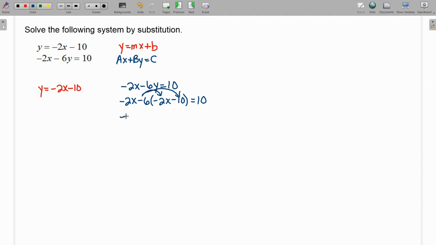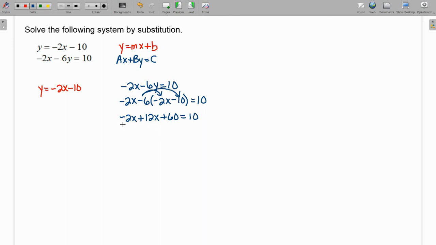So I'm going to say negative 2x. Then I'm going to say negative 6 times negative 2x. When I take and combine those two things, that's going to give me a positive 12x. When I take negative 6 times negative 10, that's going to give me a positive 60. And then that's going to be equal to 10.